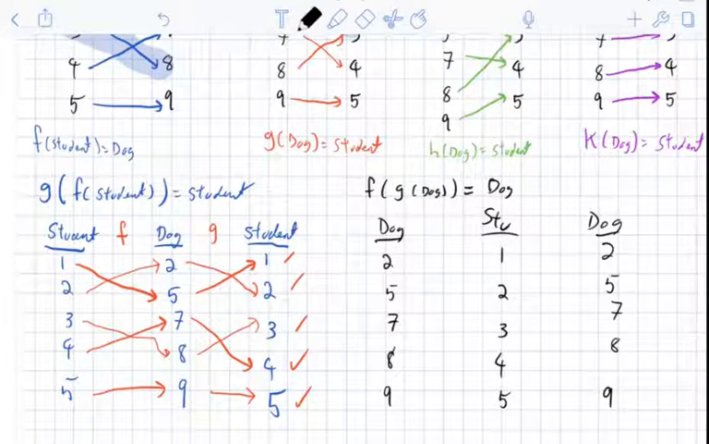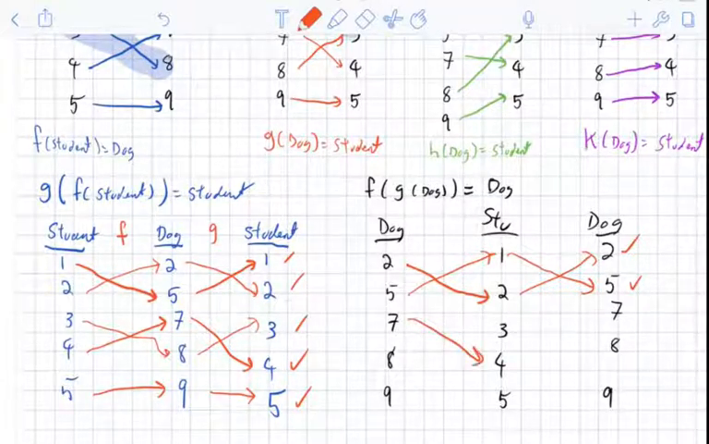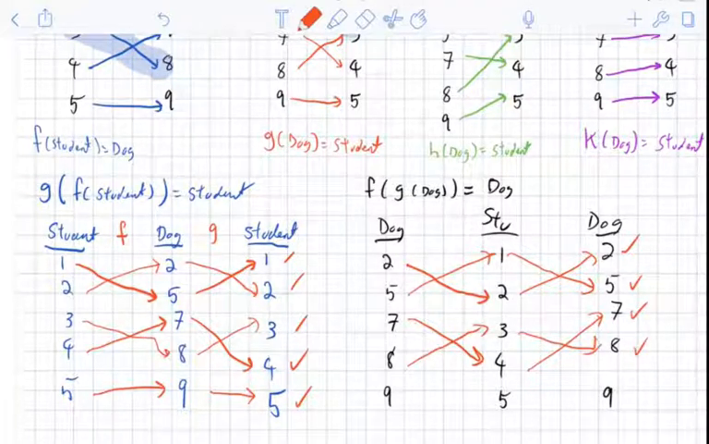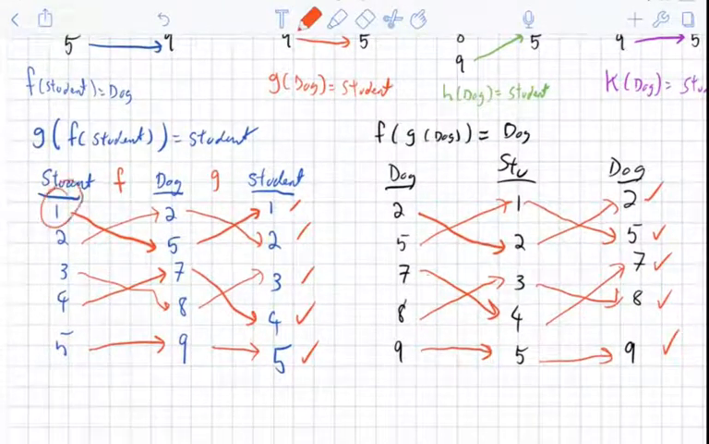All right, let's start looking those up. Dog number 2 goes to student number 1, and student number 1 goes to dog number 2. Check mark. Okay. Dog number 5 goes to student number 2. Student number 2 goes to dog number 5. Check mark. Student number 7 goes to dog number 4. 4 goes back to 7. Check mark. 8 to 3. 3 to 8. Check mark. 9 to 5. 5 to 9. Check mark.